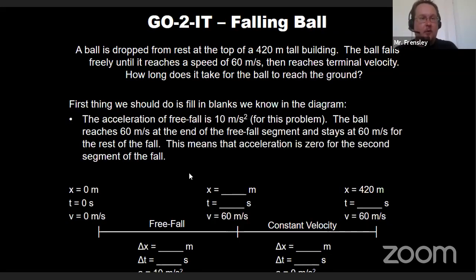Okay, what else do I know? I also know that I have an acceleration, and it might be a little bit difficult for you to see here at the bottom, but it says an acceleration of 10 meters per second squared, and then the acceleration of the second segment is 0 meters per second squared. I apologize if that's cut off from your screen, but that's what's down here. And then what else do I know? I know that the velocity is 60 meters per second at the end of the first segment and stays 60 meters per second. So that's everything I know just from that paragraph right there.